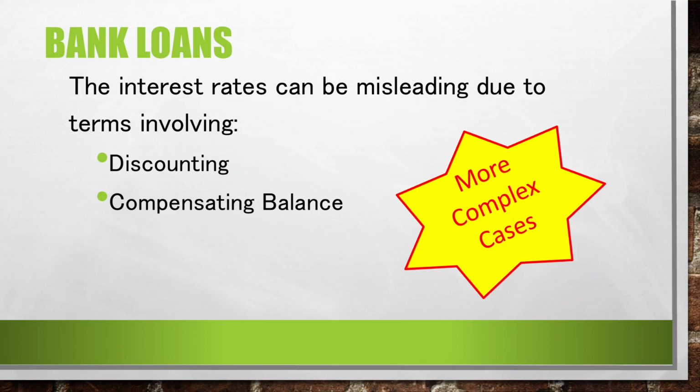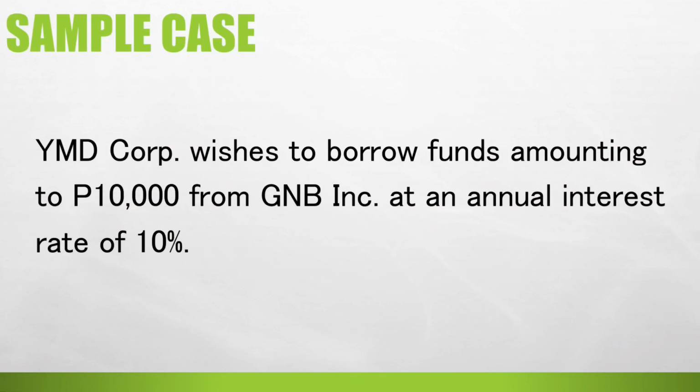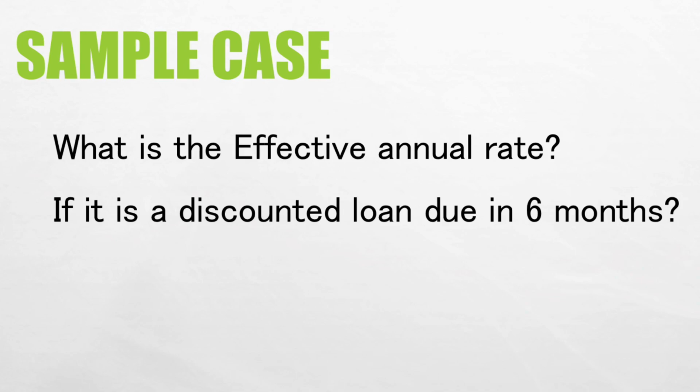Let us proceed to more complex cases. Let us assume that we're going to have a loan outstanding for half a year, combining the impact of discounting and having a compensating balance requirement, and more. YMD Corporation wishes to borrow funds amounting to 10,000 pesos from GNB Incorporated at an annual interest rate of 10%. Now, what is the effective annual rate if it is a discounted loan due in 6 months?